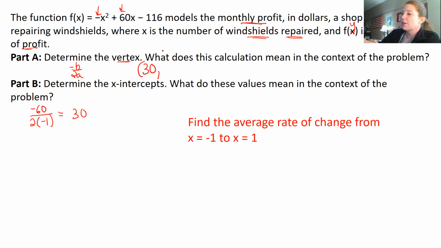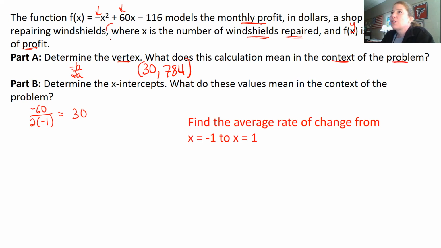So just use your calculator, make sure you use parentheses for the opposite of, and then parentheses 30 squared. And then we're going to do plus 60 times 30 minus 116, and we get 784. Now it asks, what does this mean in context of the problem?